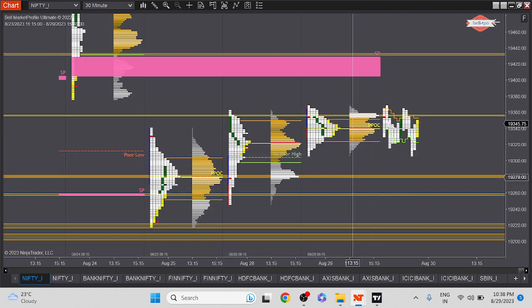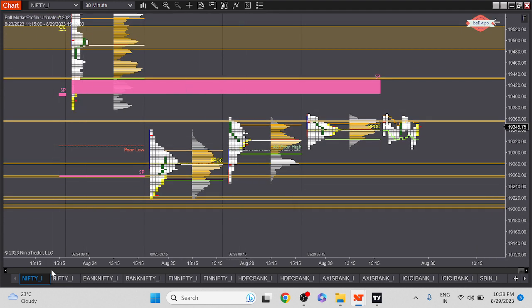First is this one, which is around 19280 to 19278. Second support would be around 19250 to 19256, and then we have a lower support. So this is the structure for the market for now.